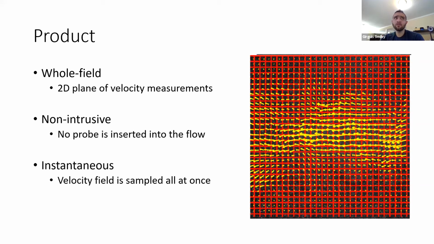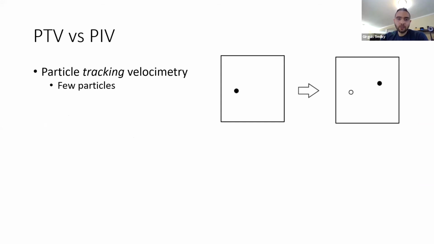You can resolve really, really small structures in the flow. You can get turbulence measurements, turbulence intensities. So it's a very powerful technique. All right, so PTV versus PIV, Andrew went over that.